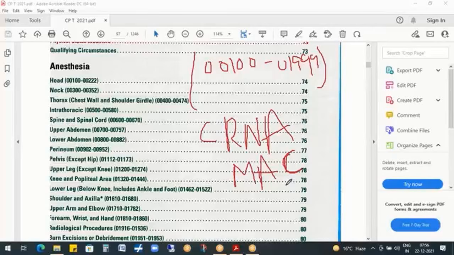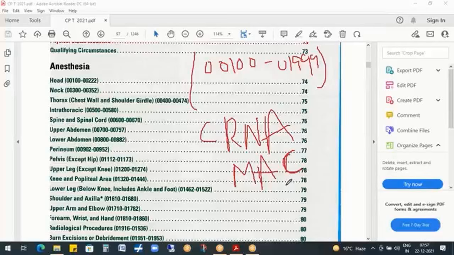Up to here, we completed what is meant by anesthesia, the anesthesia code range, who will use anesthesia codes, and the types of anesthesia. Understood up to here, the theory part? Any questions? No, sir. Okay, next one.